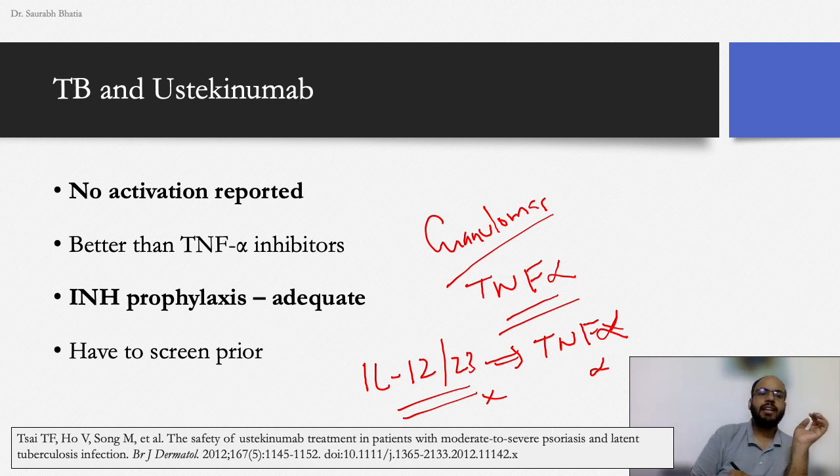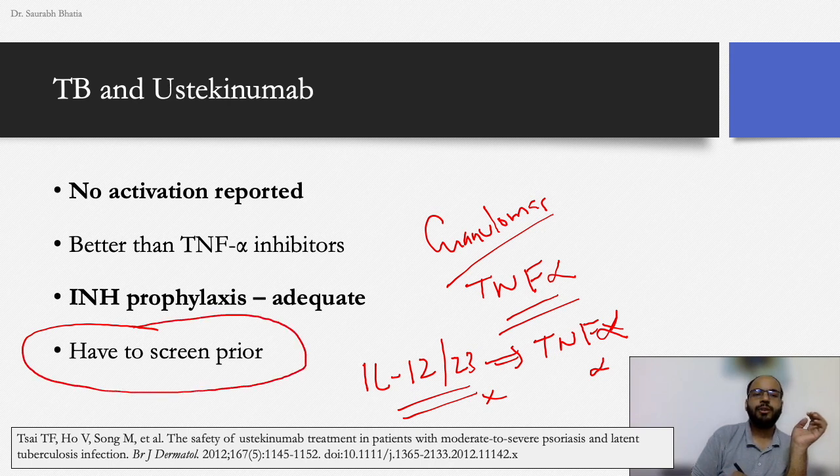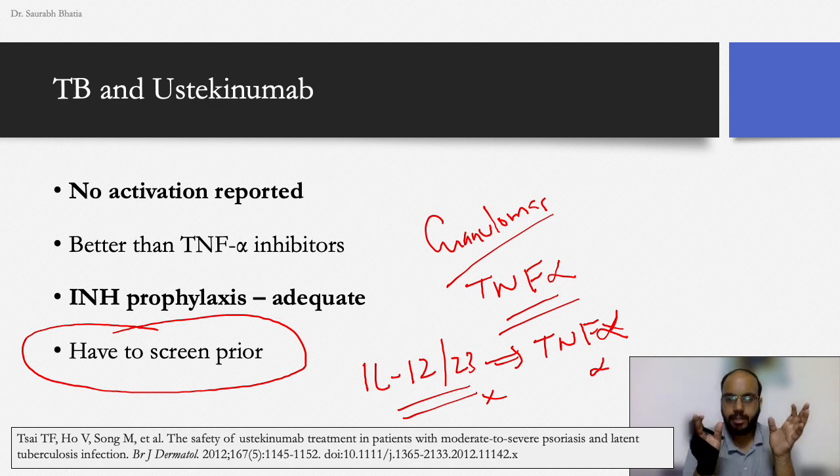But remember that even if the activation risk is not much, you have to screen your patients for tuberculosis before giving Ustekinumab, because we live in a country where TB is endemic, very prevalent, and a patient might have a focus of tuberculosis, which they find for the first time when you're evaluating them for a biological. So it's always a good and safe idea to give isoniazid prophylaxis and then give any biological. Clear? Let's go further.